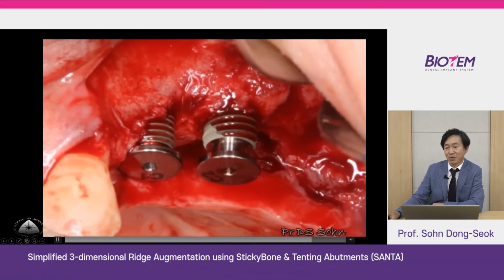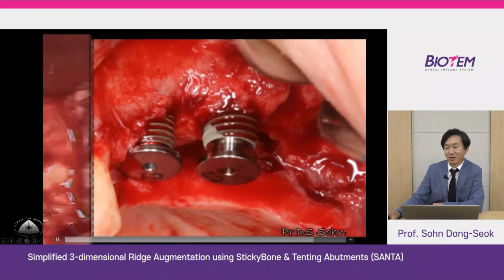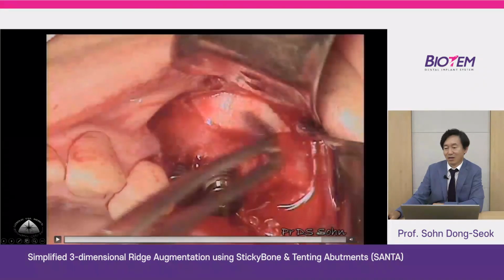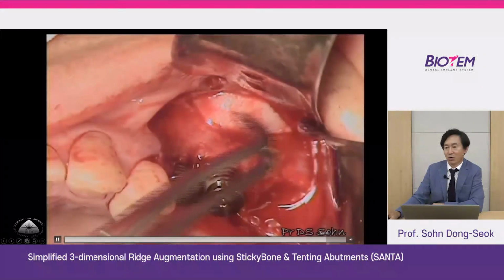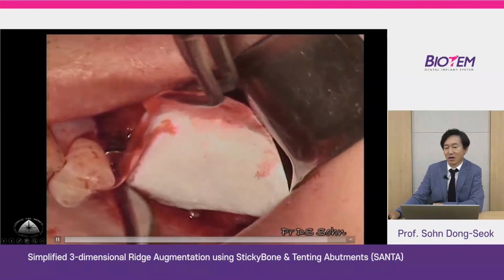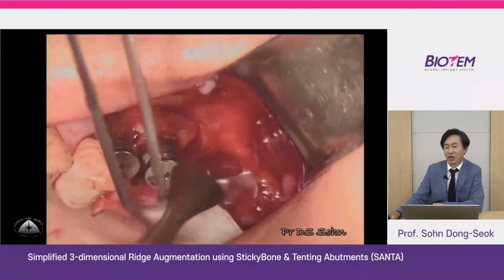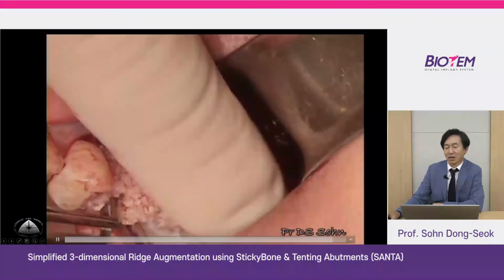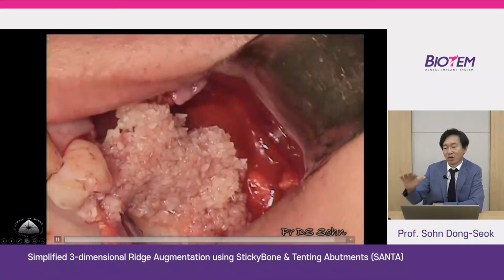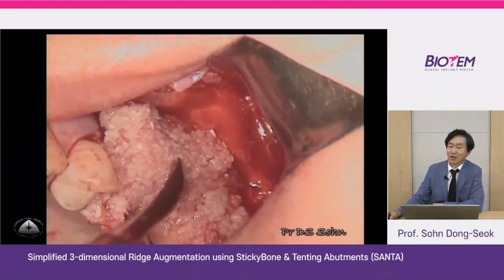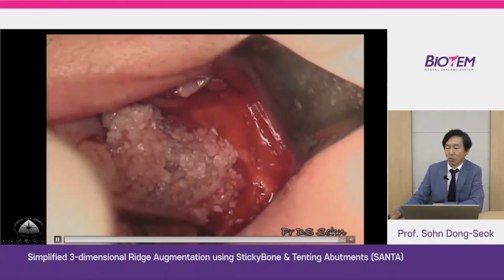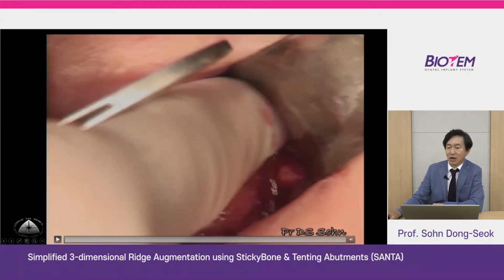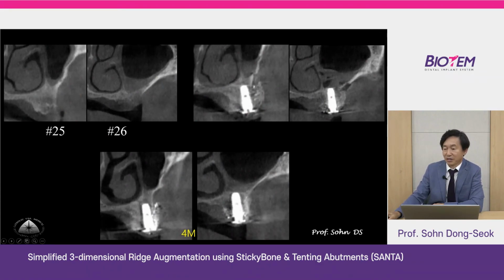Now you can see the 6 mm vertical defect here and the horizontal defect. The StickyBone ROB window was repositioned to prevent soft tissue ingrowth into the sinus cavity. Collagen membrane was placed under the palatal flap. The membrane was squeezed in, and StickyBone was placed, and the bovine bone was placed over the StickyBone as a layered grafting procedure.